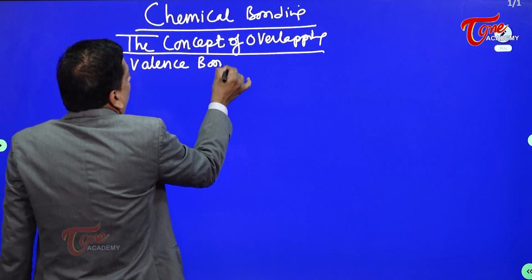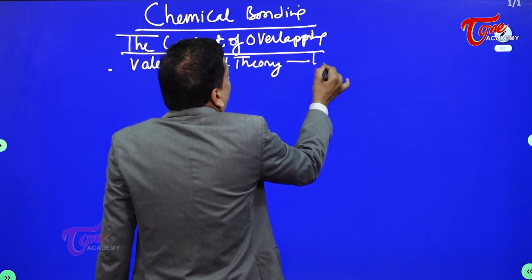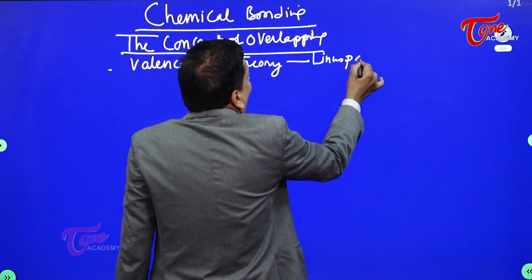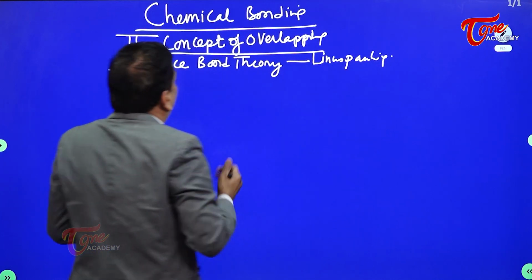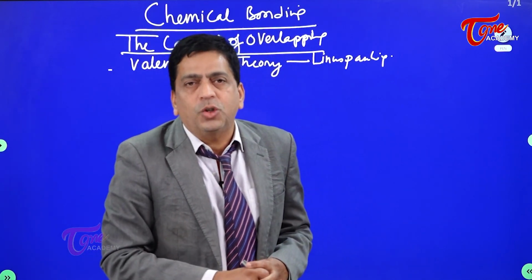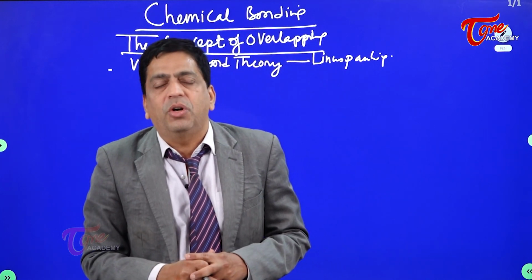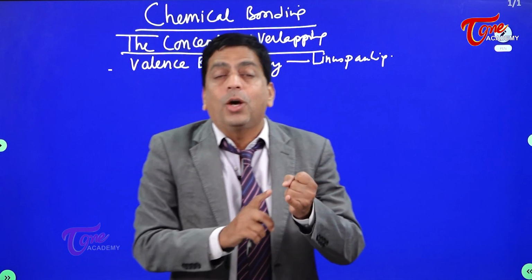The valence bond theory. This is proposed by Mr. Linus Pauling. And what we do is, we will take an example and thereby explain how the bonds are formed.